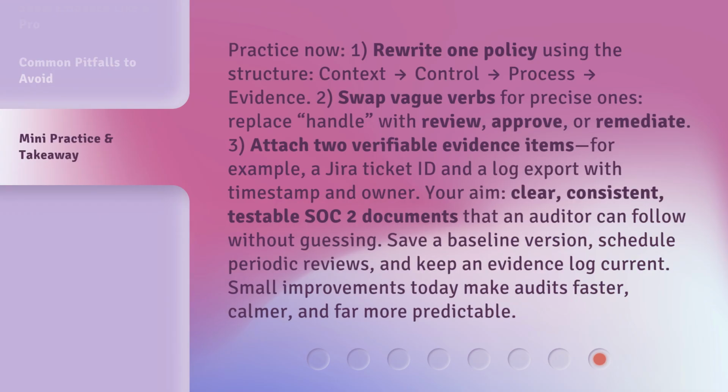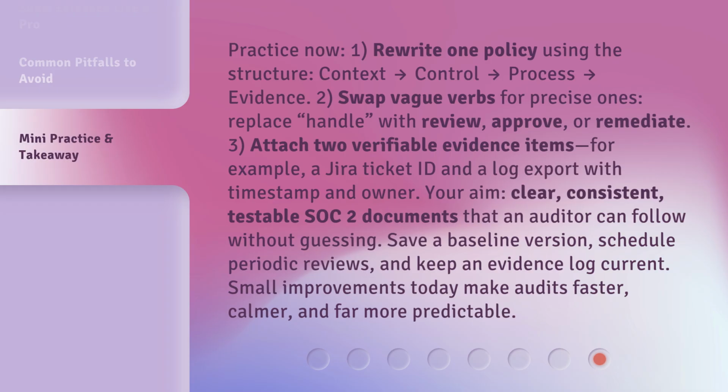Practice now. 1. Rewrite one policy using the structure: context, control, process, evidence. 2. Swap vague verbs for precise ones. Replace handle with review, approve, or remediate. 3. Attach two verifiable evidence items. For example, a JIRA ticket ID and a log export with timestamp and owner.